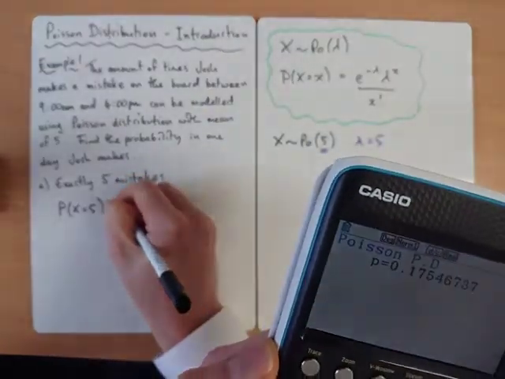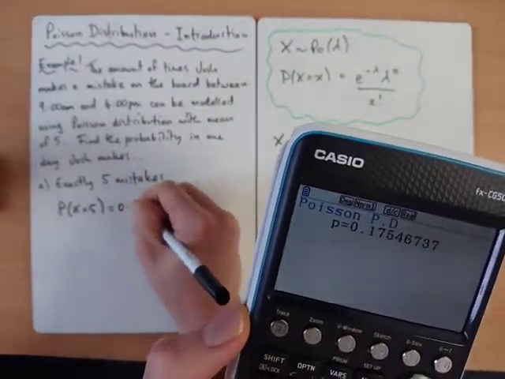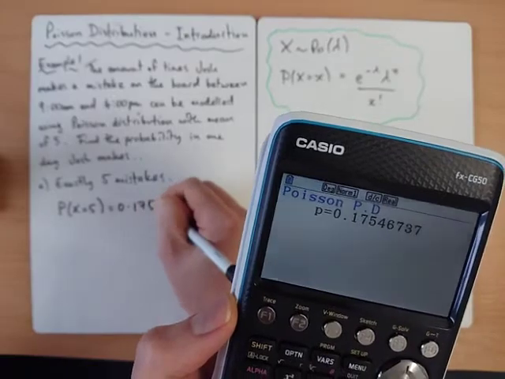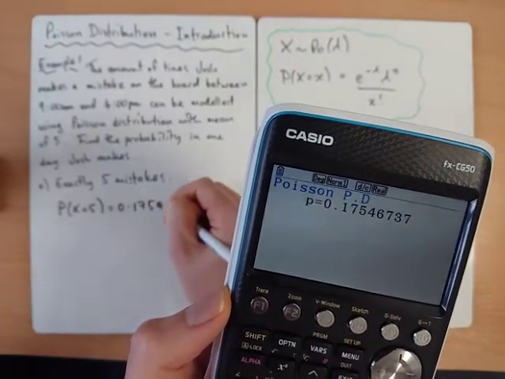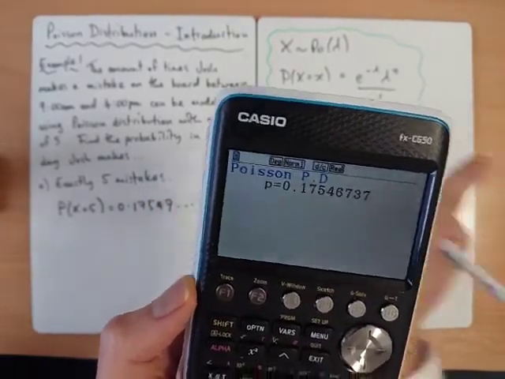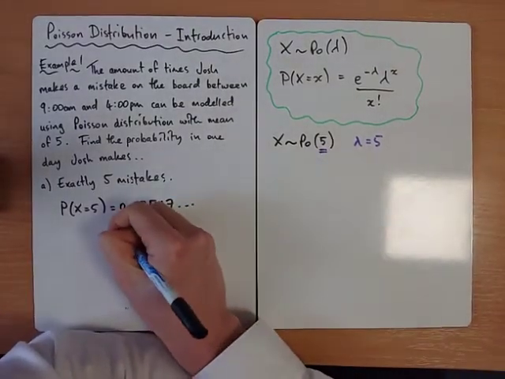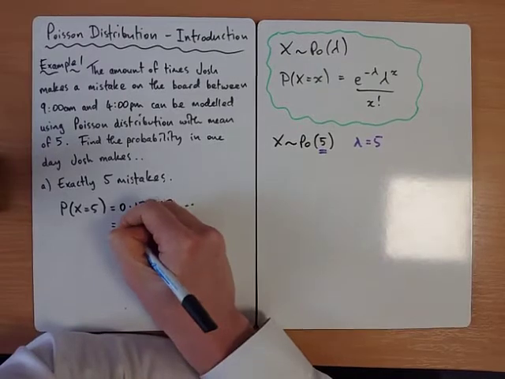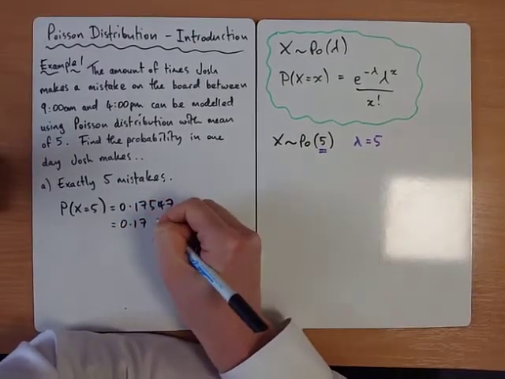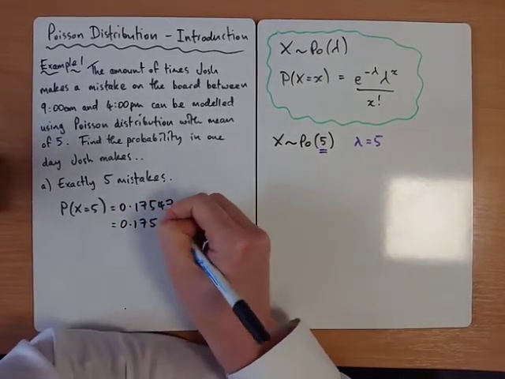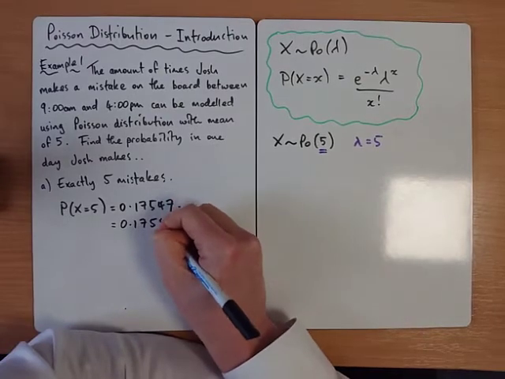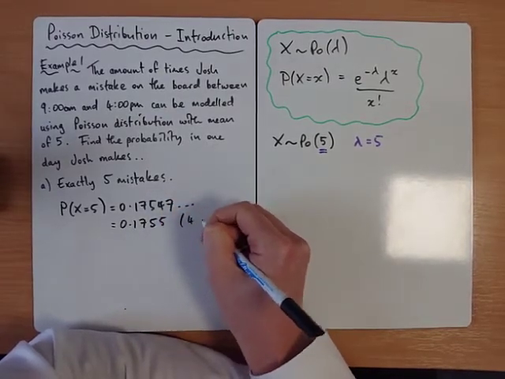So we get 0.175467. And obviously, because we're working with decimals, I would recommend that we use 4 significant figures. So 0.1755.